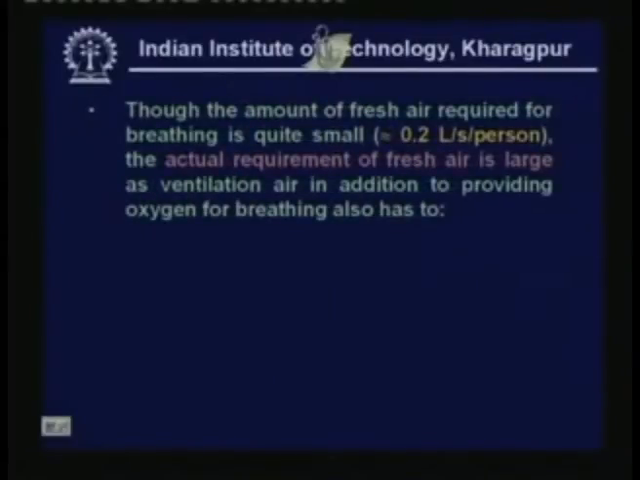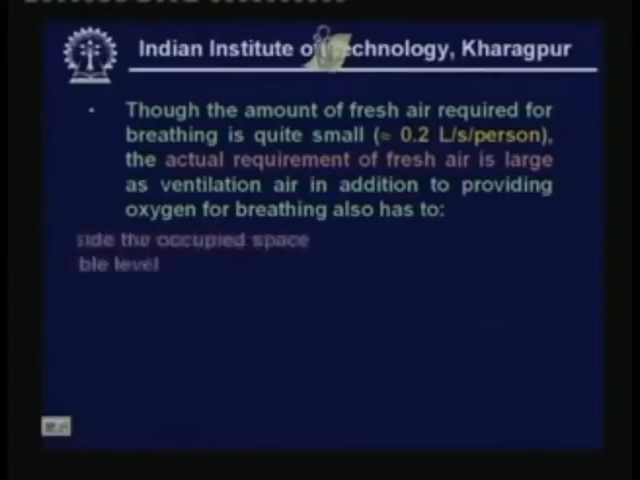Though the amount of fresh air required for breathing is quite small, about 0.2 liter per second per person, from the point of view of breathing, the actual requirement of fresh air is large, as ventilation air, in addition to providing oxygen for breathing, also has to serve the following purposes. So providing oxygen is only one of the purposes of ventilation.